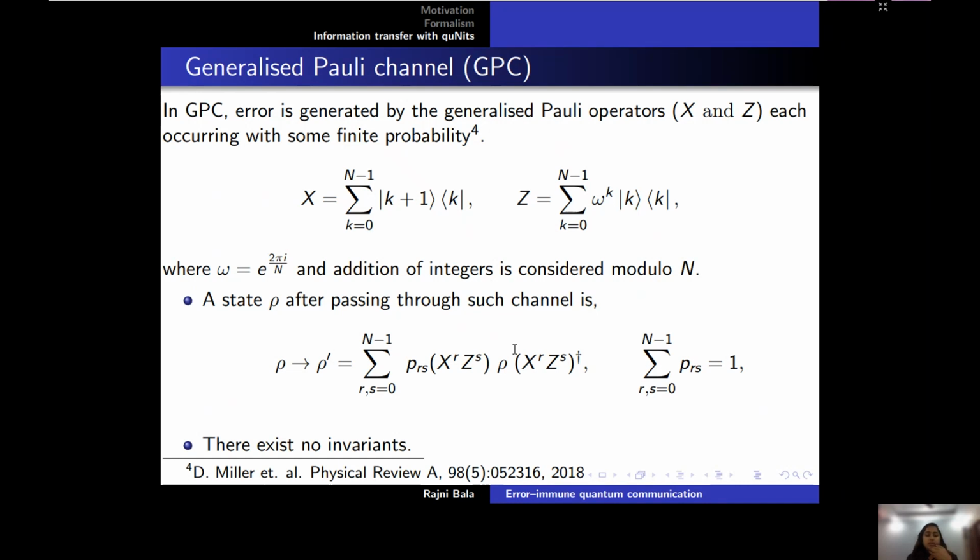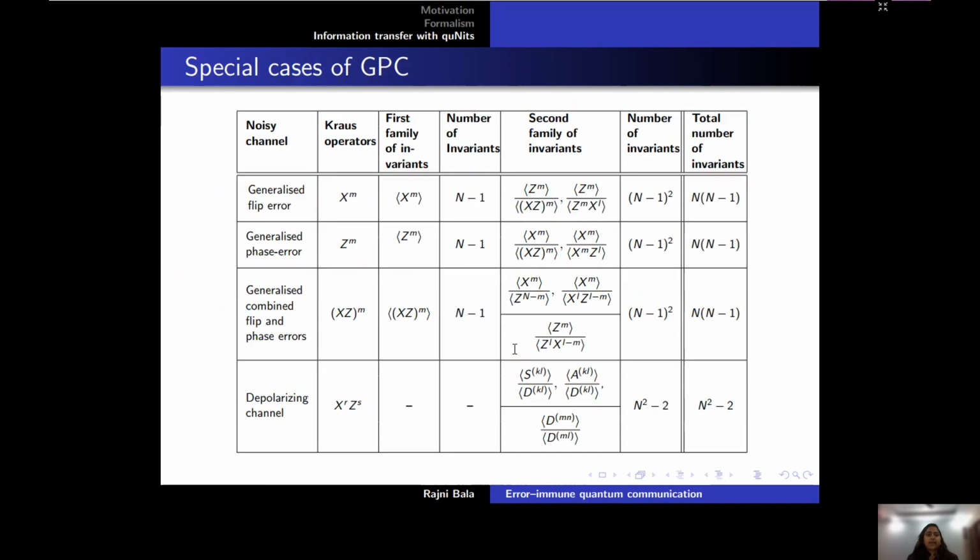However, if we consider special cases of this generalized polychannel, we have a large number of invariants. So let's get started with special cases of this generalized polychannel. We first consider the generalized flip error, which is a higher dimensional generalization of a bit flip error.